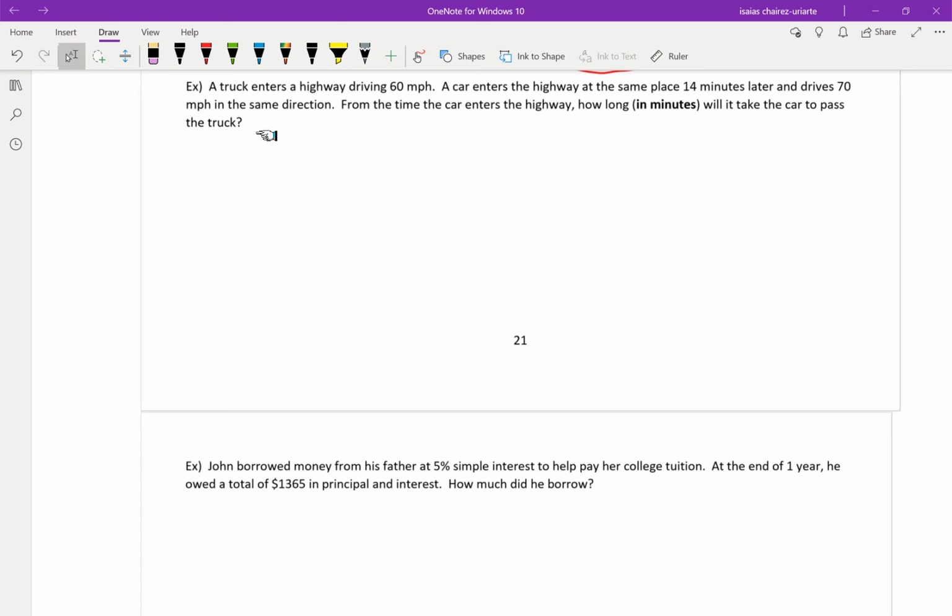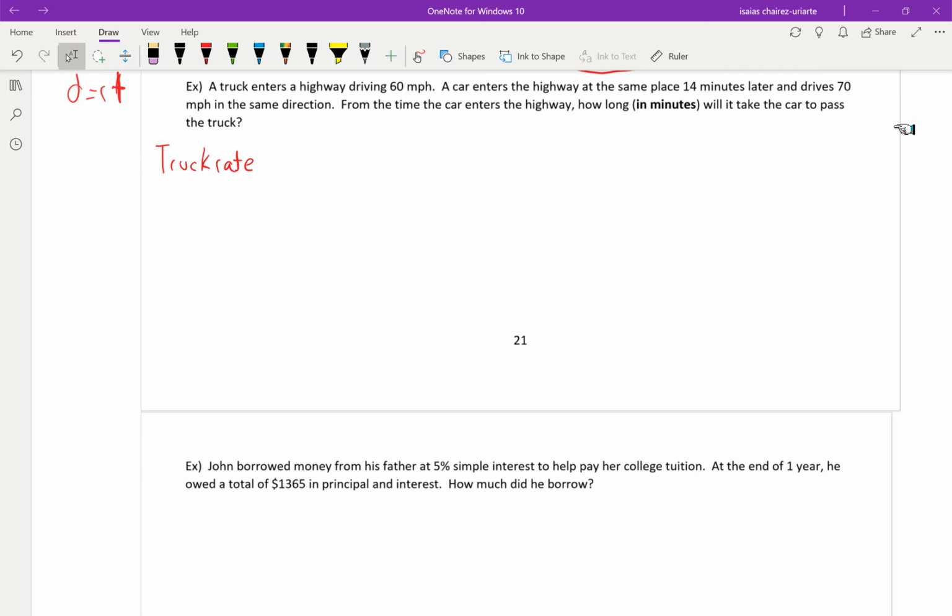So again, we're going to be thinking about our formula: distance equals rate times time. So we have to use that. The thing though is that there are two vehicles involved. There is the truck, so the truck has a distance, a rate, and a time, and then there's the car. The car has a distance, a rate, and a time. Another thing that's sort of important here is that our answers should be in minutes. So let me begin by talking about the truck rate.